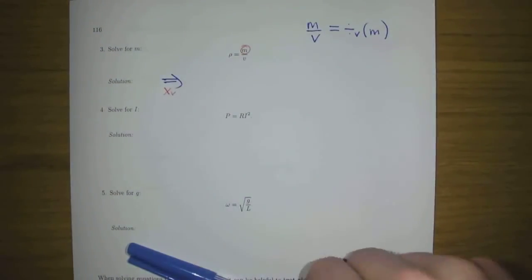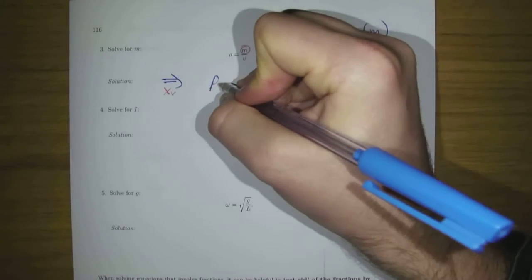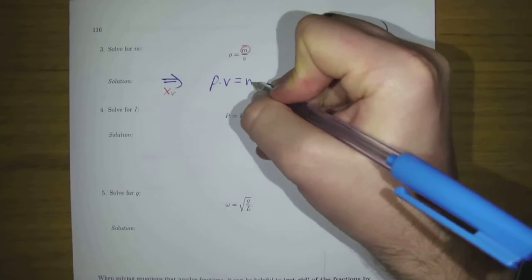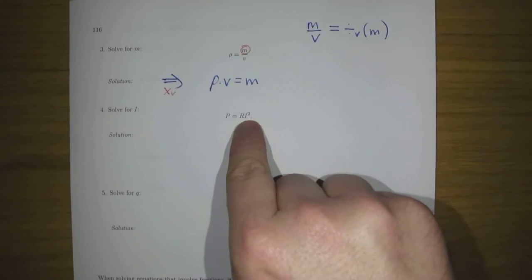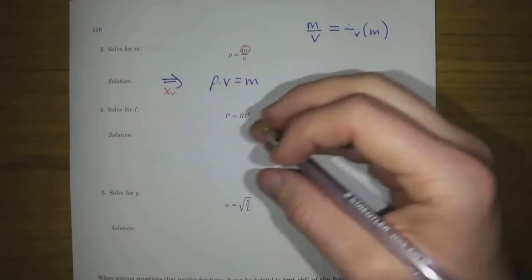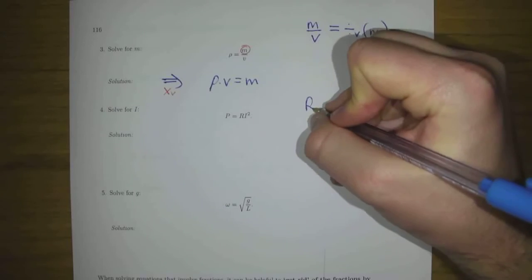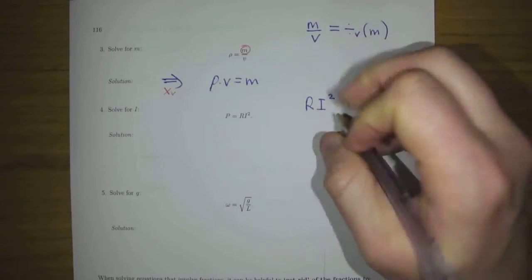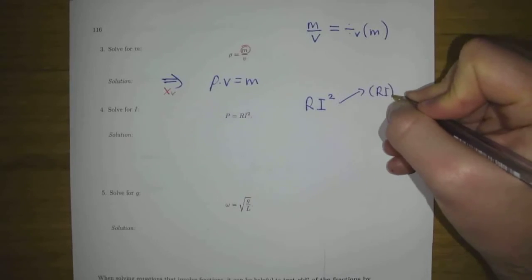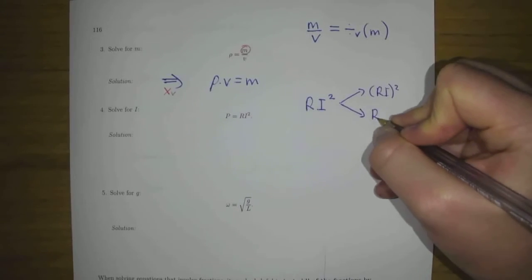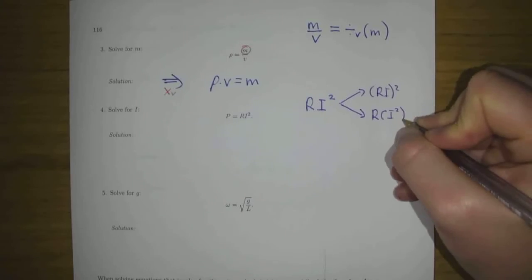And to do it to both sides, you get rho multiplied by v is equal to m. Done. Solve for I. Now here you have to do some PEMDAS. So this is kind of little algebra things that will catch people. So is it RI squared? Or is it R by I squared?